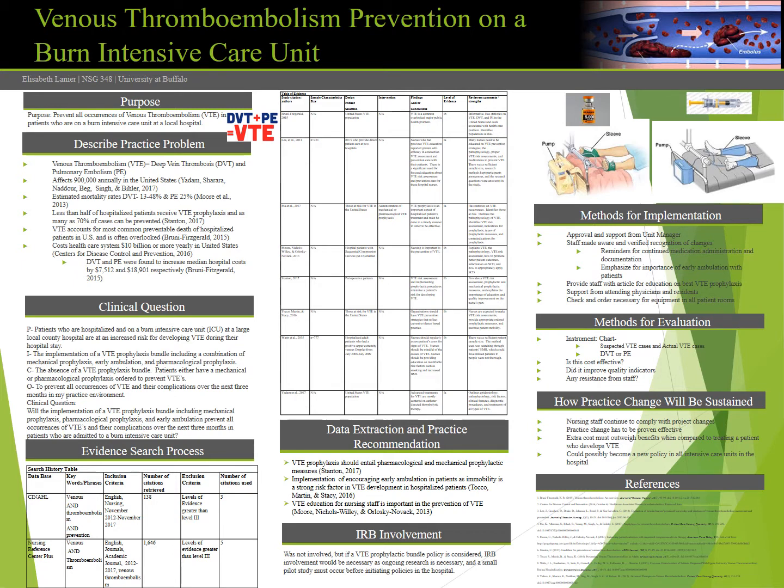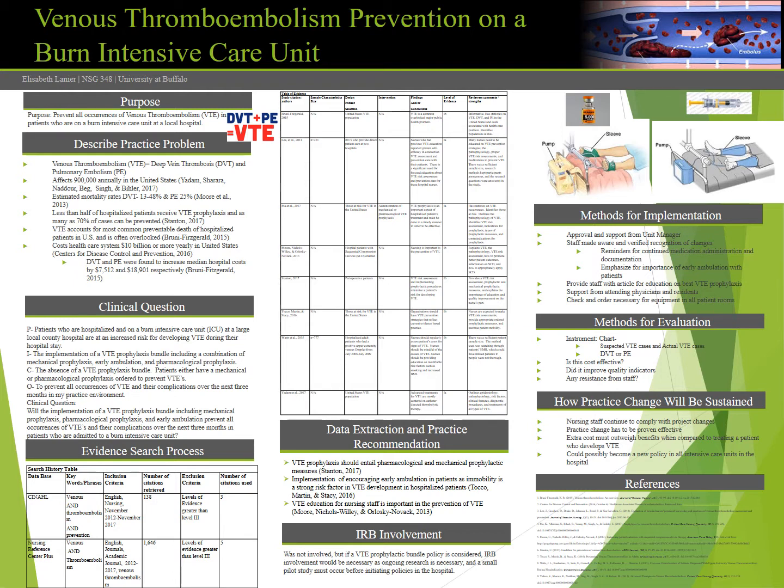Research shows that less than half of patients who are hospitalized receive preventative measures for VTE, and as many as 70% of these cases can be prevented. This is an often overlooked major public health problem, as VTE accounts for the most common preventable cause of death for patients that are hospitalized in the United States. This problem costs about $10 billion or more every year in the United States. In 2015, DVT and PE were found to increase median hospital costs by about $7,500 and $19,000 respectively.